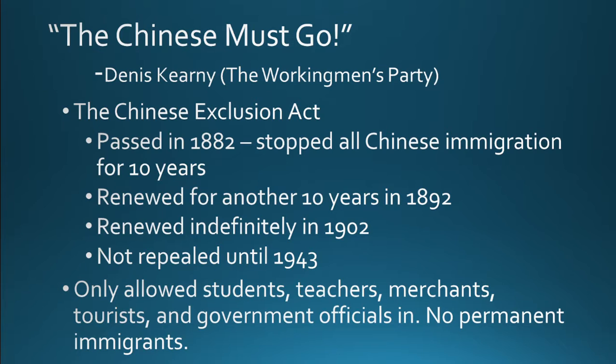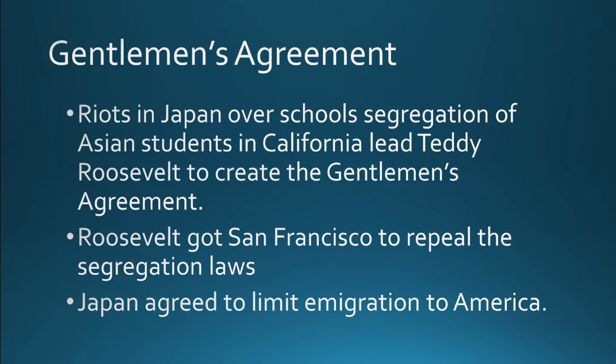Now, this is pretty much ludicrous, especially since they're the ones, them and the Irish, the two biggest nationalities that made our railroad. But that's what we did. We only allowed certain groups in, like students or teachers, into our country. No permanent immigrants. Then in 1905, we passed the Gentleman's Agreement.